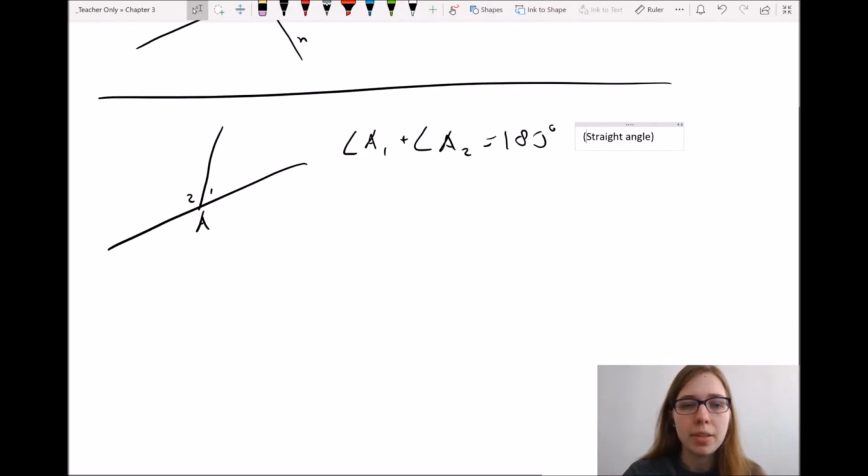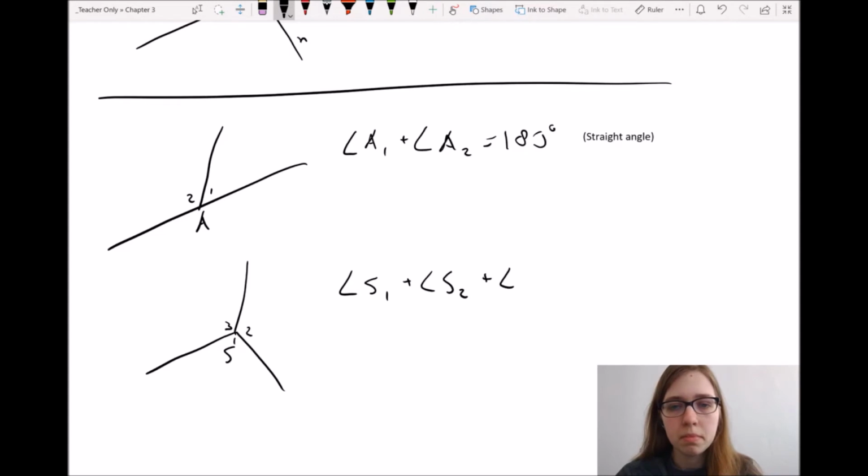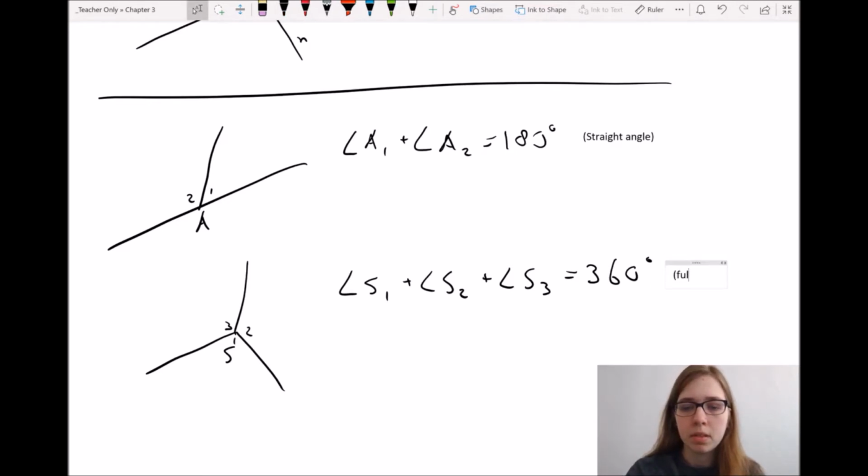Another thing we have is if we have some angles that connect in a point and go all around, then these three angles together make 360, and we call this a full turn. So again, it's the name that's important here.